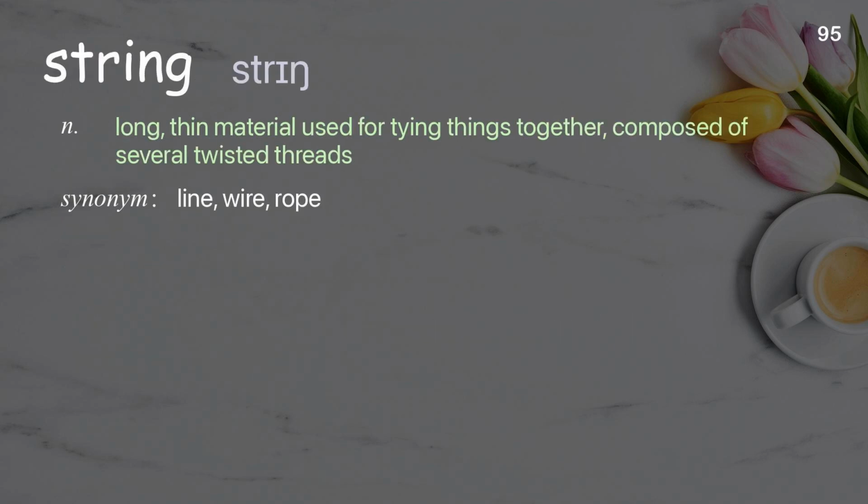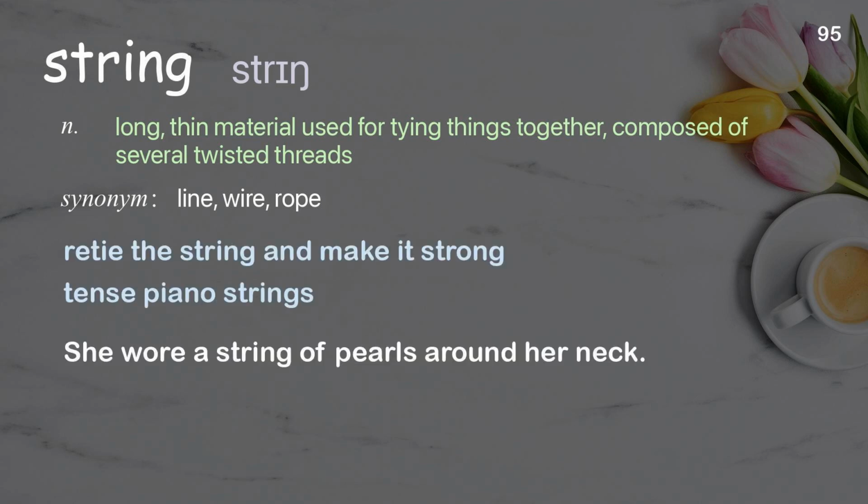String. Long, thin material used for tying things together, composed of several twisted threads. Examples: retie the string and make it strong. Tense piano strings. She wore a string of pearls around her neck.